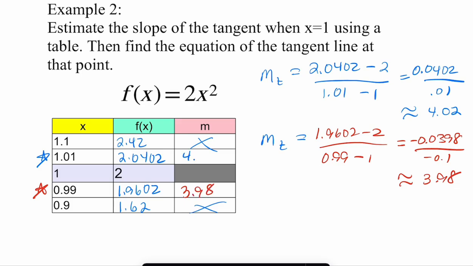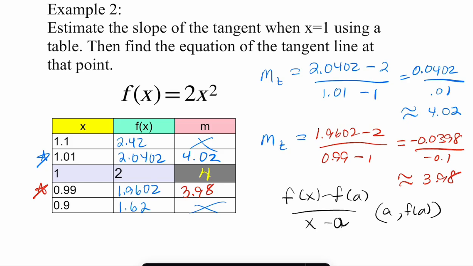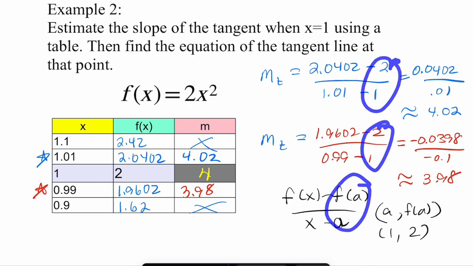That tells us that the slope of our tangent should be 4. Okay. The equation, let me write it down for you, is f of x minus f of a over x minus a. The a, f of a is the point we are checking. We want to know the slope at 1, 2. So that's why you'll notice that 1, 2 was used in both times.